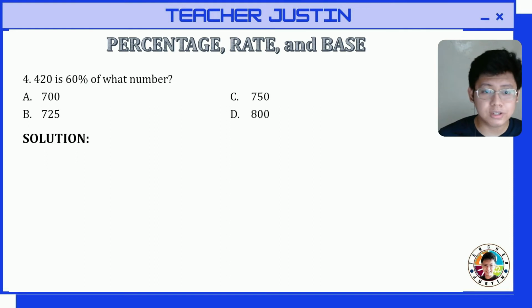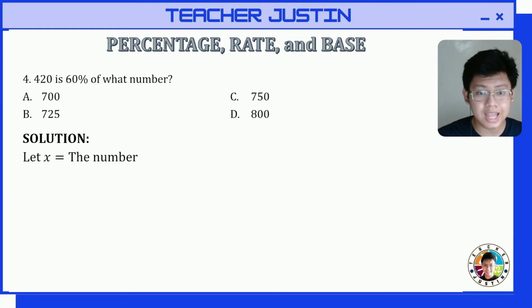Okay, let's have this item. 420 is 60% of what number? So para masagutan natin tong item na to, we're looking for a certain number. So let's have a representation for that. Okay. So let x be equal to the number that we're looking for. Okay? Tapos translate natin tong word problem na to into equation. So we have 420. Sulat natin yan. Yung word na "is" can be translated as an equal symbol. So magiging equal symbol yan.